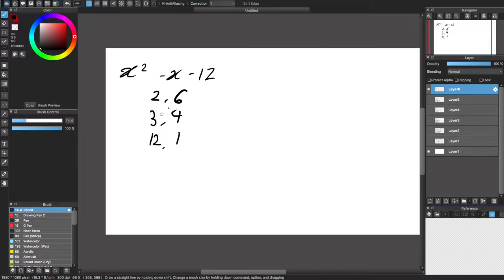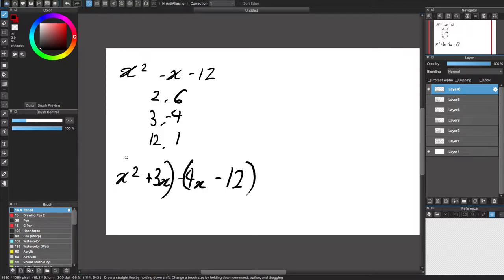Alright, cool. So it's a negative, so we need to go minus, and this is negative. And then it's definitely going to be this one, because 3 minus 4 is negative 1. I think it's negative 4, yeah, it's negative 4. So x squared plus 3x minus 4x minus 12. Yep. And we're going to put the brackets.